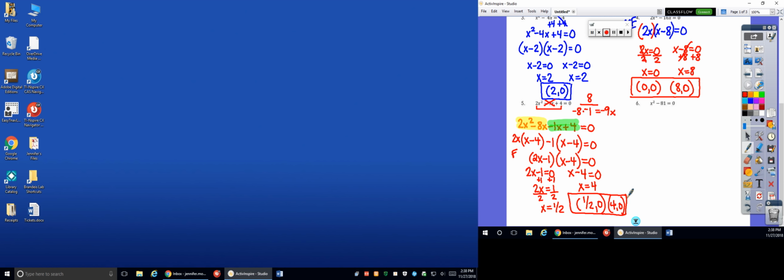All right, and then number 6, notice that it is a difference of two perfect squares. We have x and we have 9. So remember, we're going to do x plus 9 and x minus 9 equals 0. Again, those are the factors. We have to now find the solutions by setting each factor equal to 0. So x is equal to negative 9, and x is equal to positive 9. So make sure you write them as intercepts. Negative 9, 0, positive 9, 0.